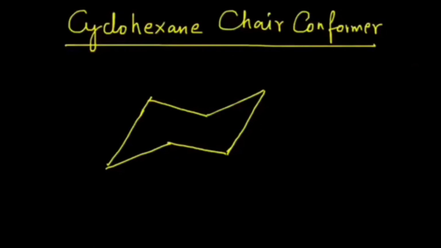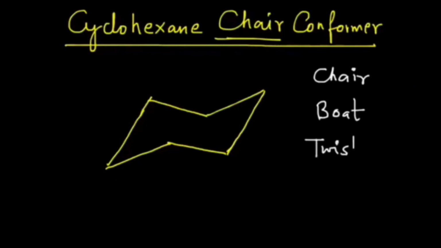In this video we are going to look at the chair conformer of cyclohexane. Now you should know that cyclohexane is mostly found in three conformations. One is the chair, which is the most stable one. Then you have the boat conformation, and the final one is the twist boat conformation. There are other conformers possible apart from these, but they are not as stable. And the most stable one of these is the chair conformer.